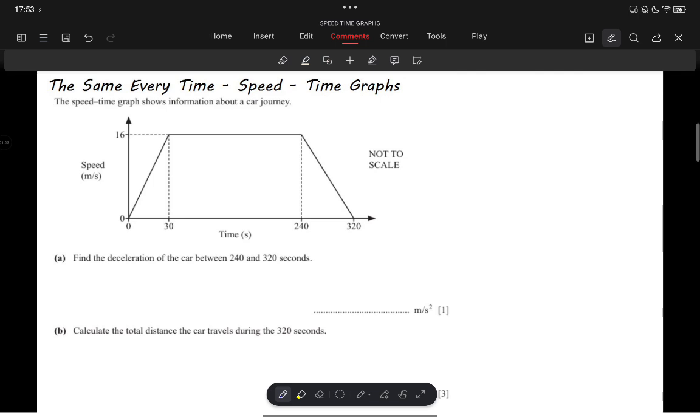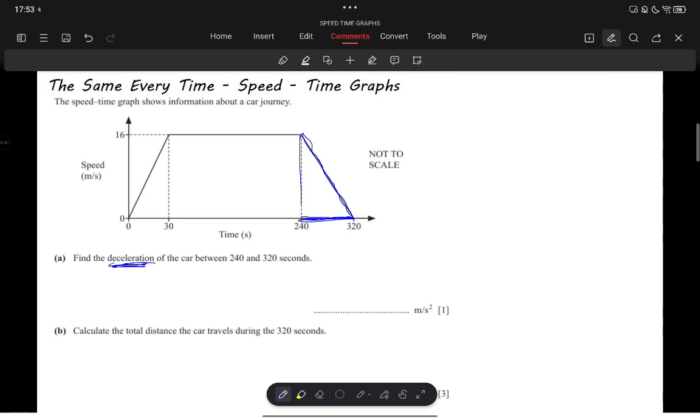Always a good idea to check that your units match up. In this question, time is given to us in seconds and speed is meters per second. So meters per second matches with seconds. So that's fine. We don't need to do anything much about that. So the deceleration is going to be the gradient of the car between 240 and 320 seconds. So it's this last part of the journey just here, and it would be the gradient of our line, so there's the line, and it's going to be the gradient of that line just there.